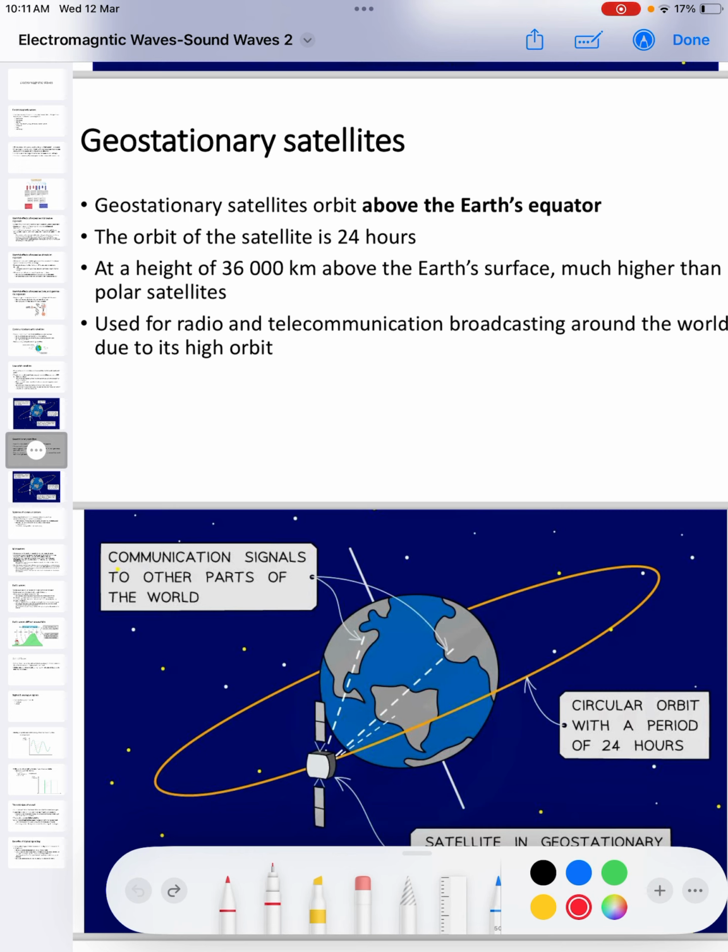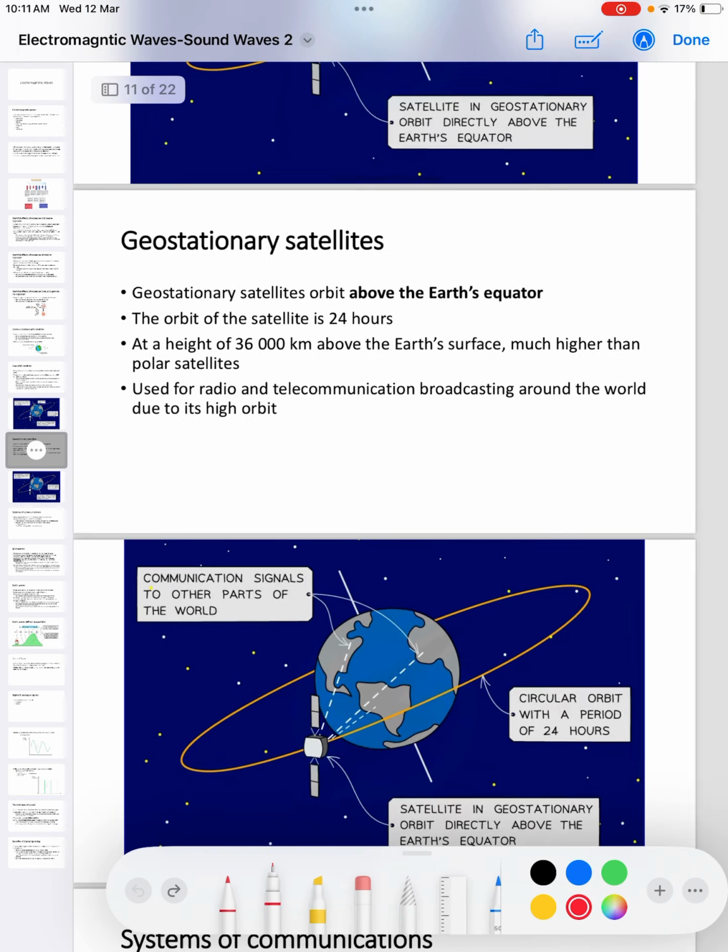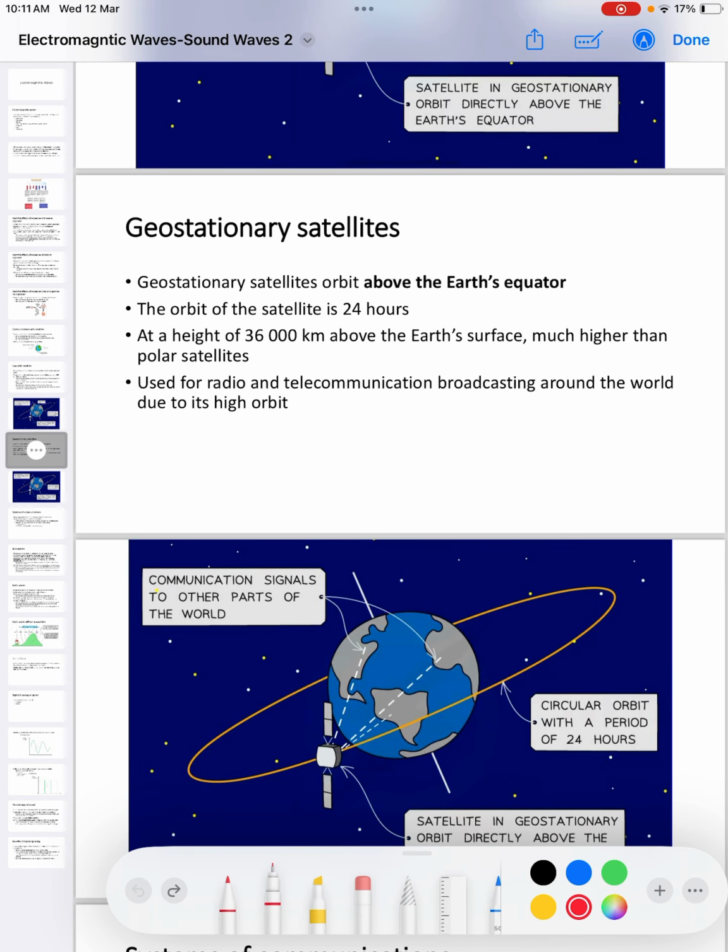So that's what it does. This one, not necessarily that it's going right around the Earth, but to move throughout that circle, which we call the orbit, it takes 24 hours, and it's at a height of 36,000 kilometers above the Earth's surface, much higher than polar satellites. Remember, polar satellites are about 200 kilometers, but this one is 36,000 kilometers, which is a very high distance from the surface of the Earth. It is used for radio communication and telecommunication broadcasting around the world due to its high orbit.